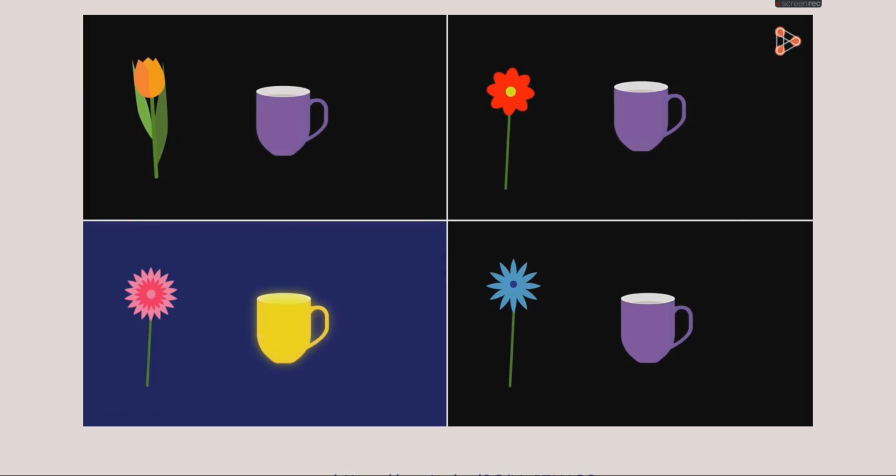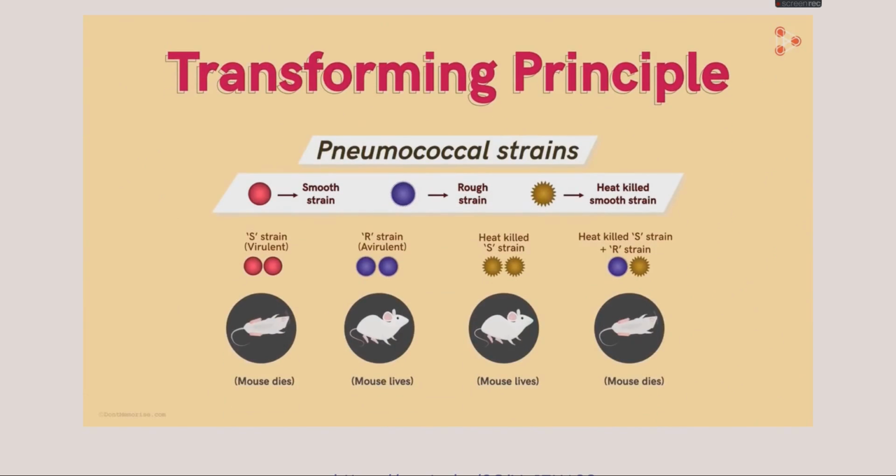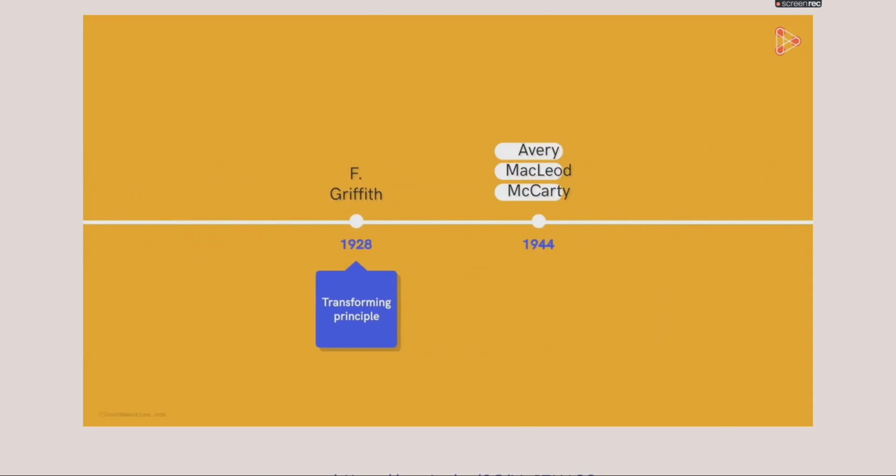The story was similar in the case of transforming principle. After Griffith concluded his experiment on the bacteria named Streptococcus pneumoniae, the science world was now curious to know more about the transforming principle. Finding the answers was not a piece of cake though. It was almost 2 decades later that 3 scientists figured out what this transforming principle was. They tried finding out its chemical nature by testing every single component of the virulent bacterial strain.